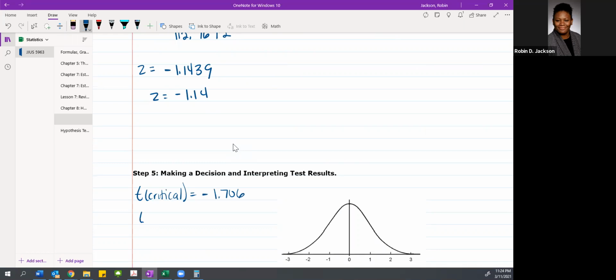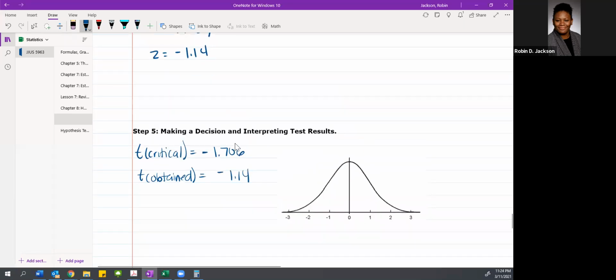And our T obtained is equal to negative 1.14. And intuitively, I can look at this and I know that we're going to reject the null, but let's go ahead and map it out.